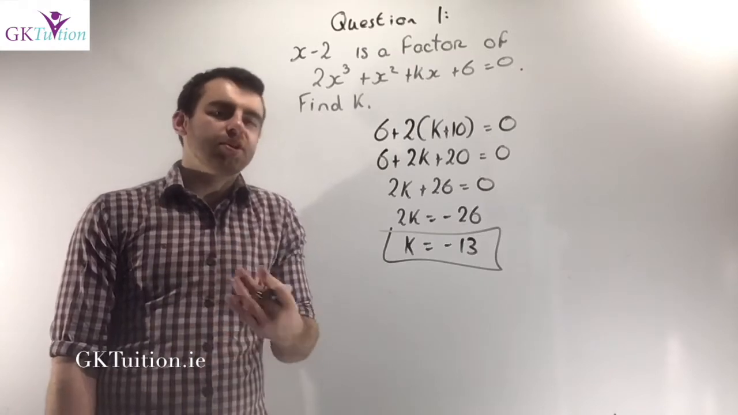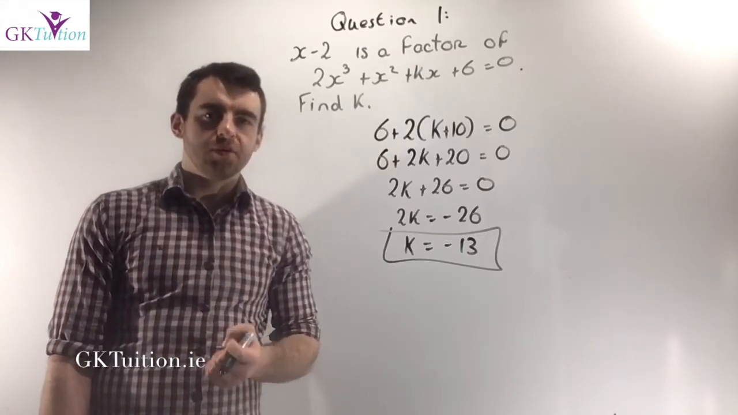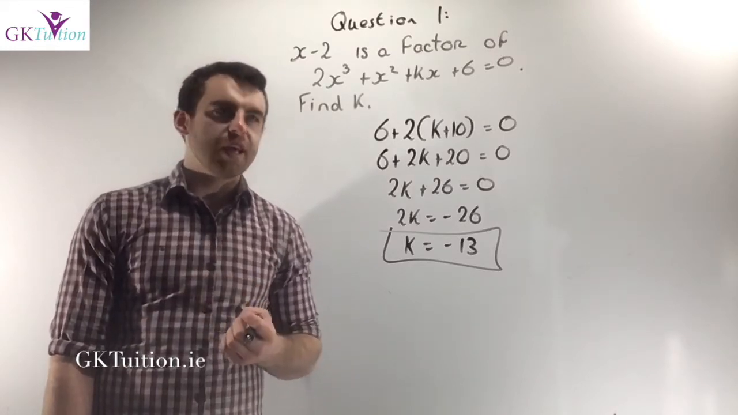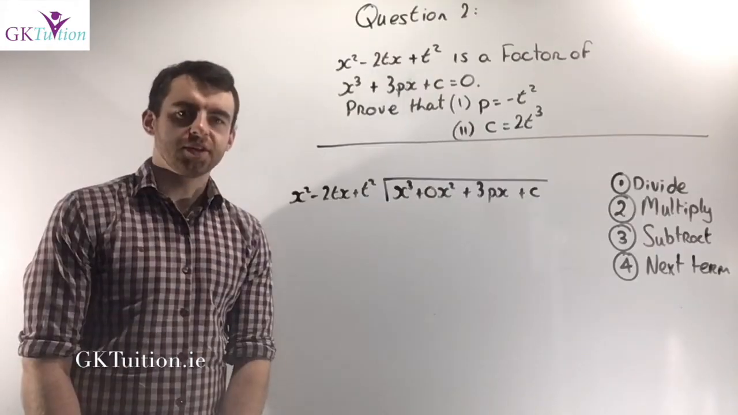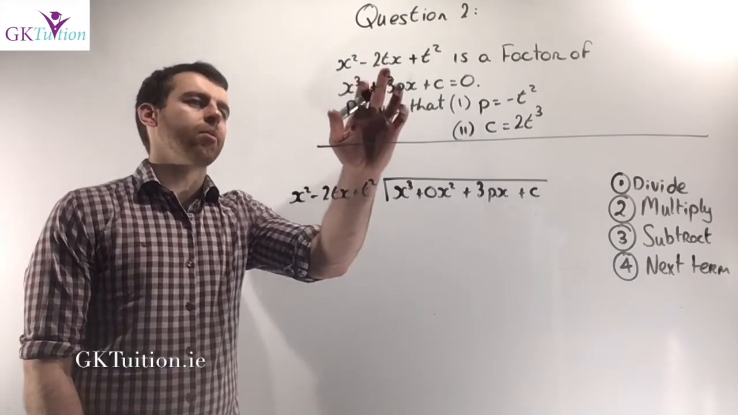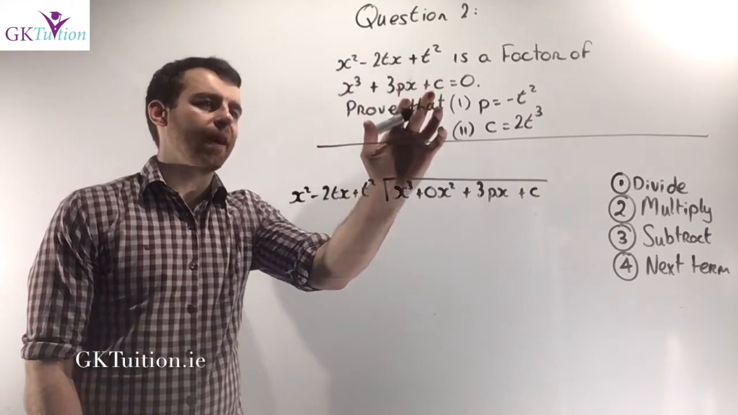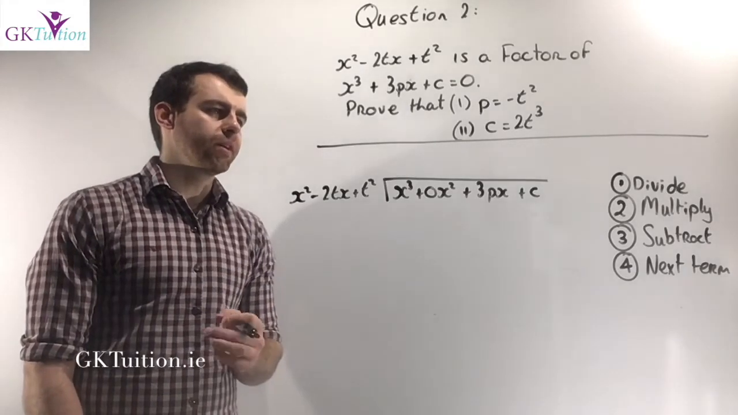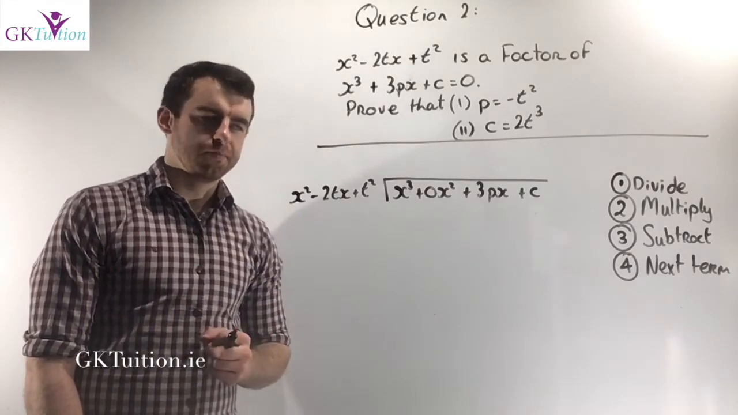Now, the only reason I wanted you to do that one by long division was so that you could attempt the other 3 questions. So let's have a look now at question 2. In question 2 here, we were told that x squared minus 2tx plus t squared is a factor of this cubic. And we were asked to prove that p equals minus t squared and c equals 2t cubed.